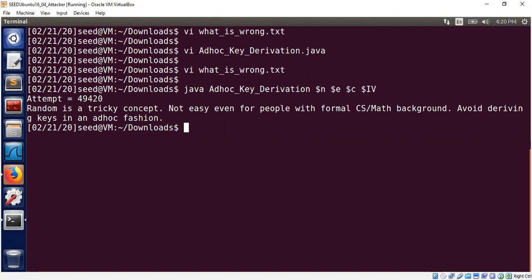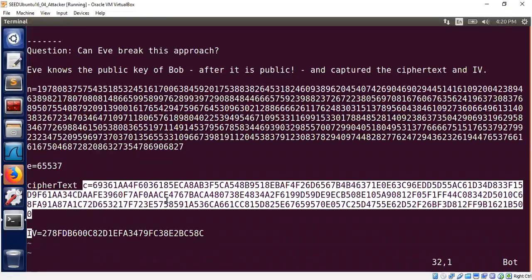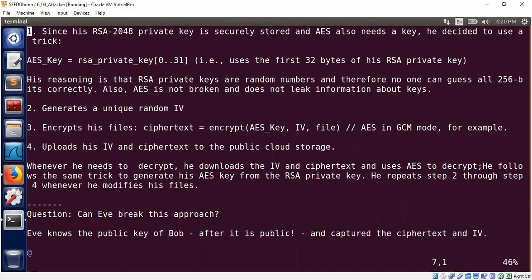So when our k is 49,420, we got a text that is readable and looks reasonably good. You see here: random is a tricky concept, not easy even for people with formal CS math background. Avoid deriving keys in an ad-hoc fashion. That's the message that has been encoded in this ciphertext. The ciphertext that we got has that data. It's AES encrypted, everything is perfect, but there's a fundamental problem in the key derivation.